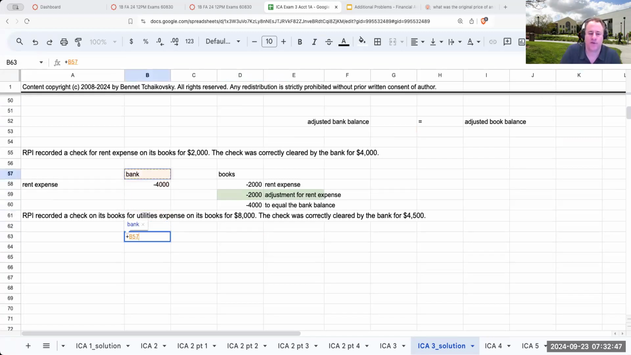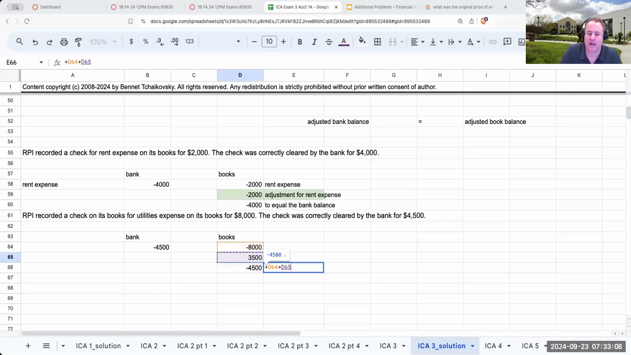Let's look at the next one. RPI recorded its check on the books for utilities expense for $8,000. The check correctly cleared the bank for $4,500. The bank balance is correct and my book balance is incorrect. So what do I need to do? Well, I need to get to 4,500. In order to do that, I'm going to have to do an add back of 3,500. So this is going to be an adjustment for utilities expense. Okay.